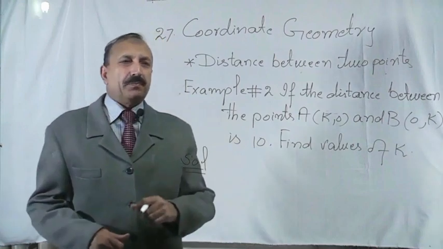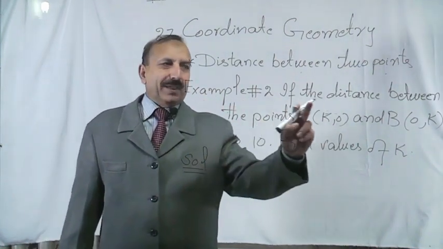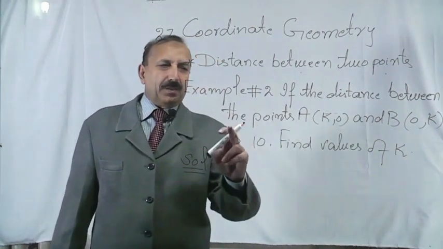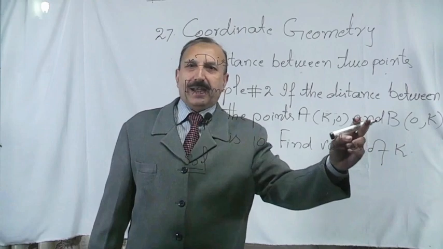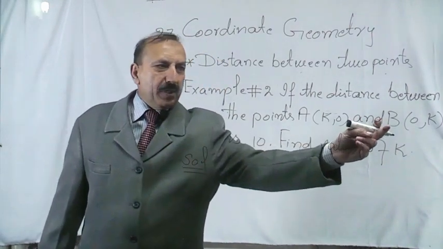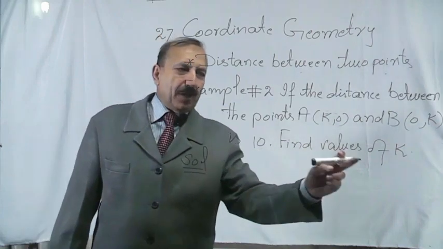Now let's have another example. So my dear students, look at this example. This is example number 2. If the distance between the points A, that's (k, 0), and point B, (0, k), is 10, find the values of k.